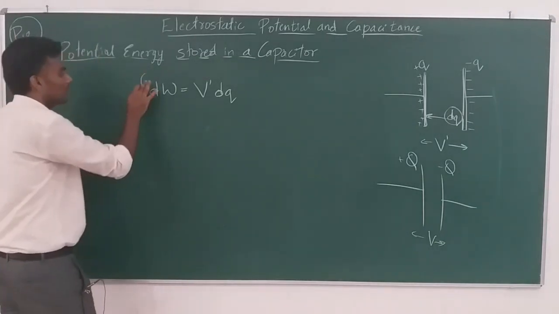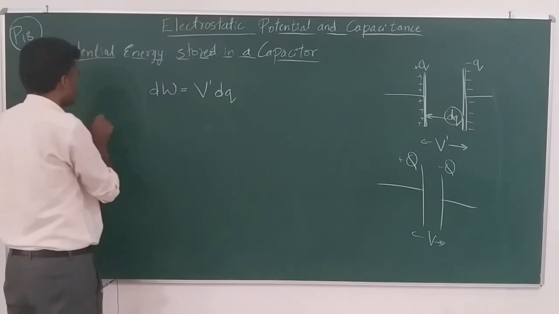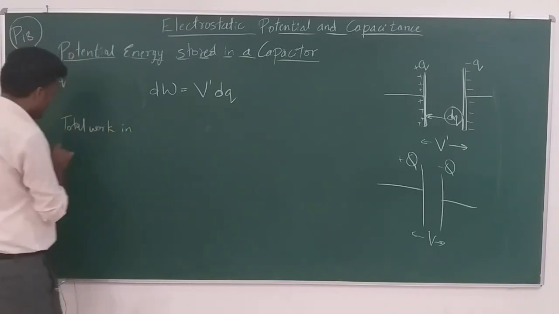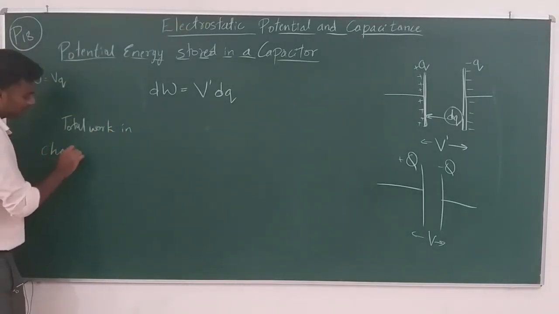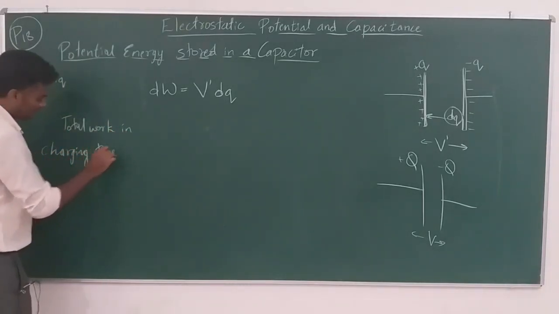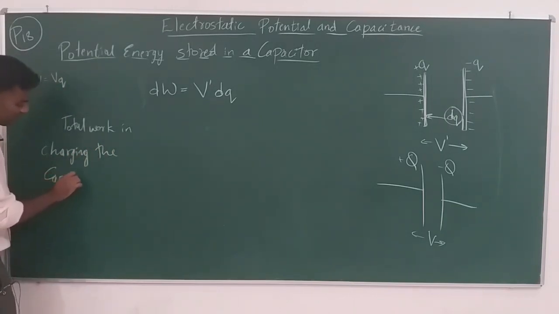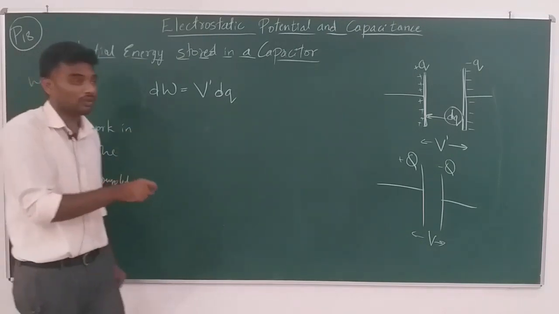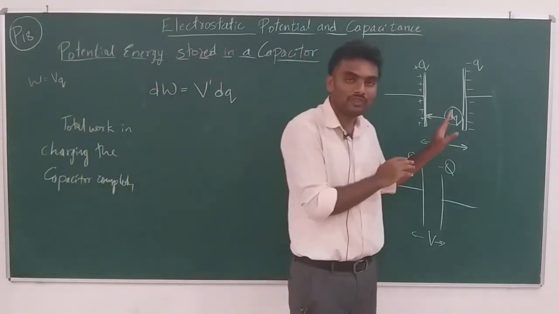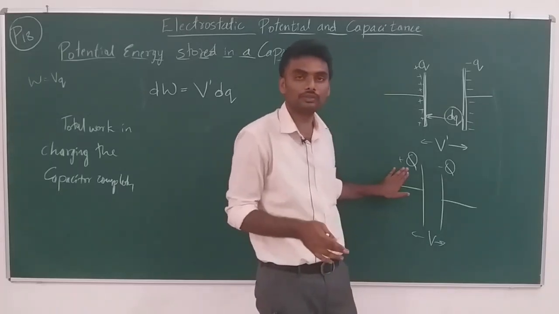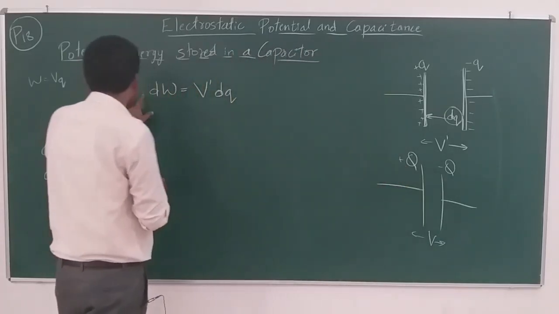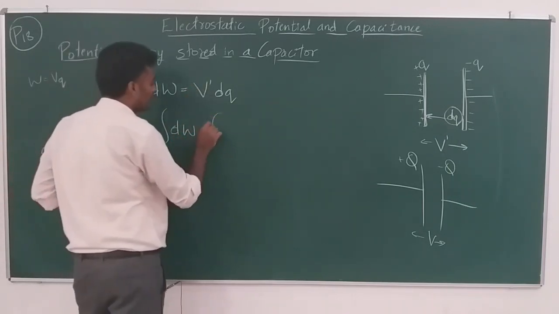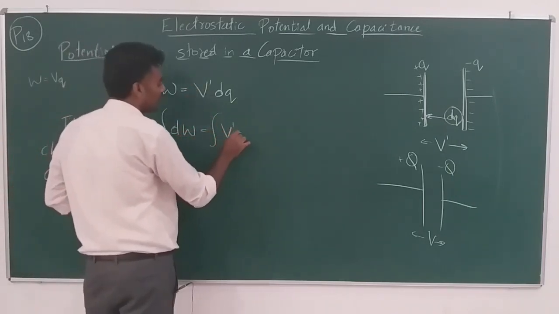So the net work, or I can say the total work in charging the capacitor completely, from 0 coulomb, no charge initially, to the maximum value Q, is the complete work. So what I need to do is integrate this expression. So it's the integral of dW equals the integral of V' dq.